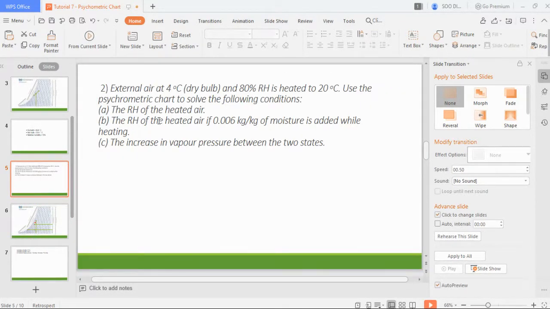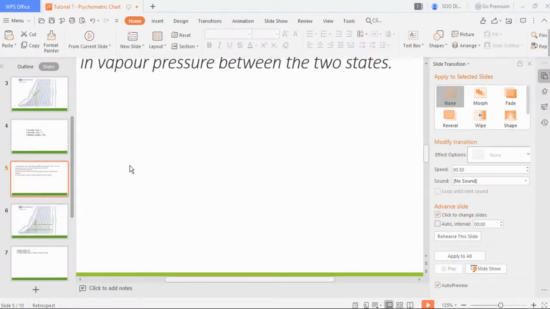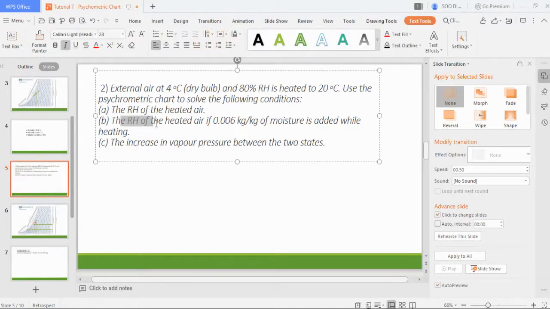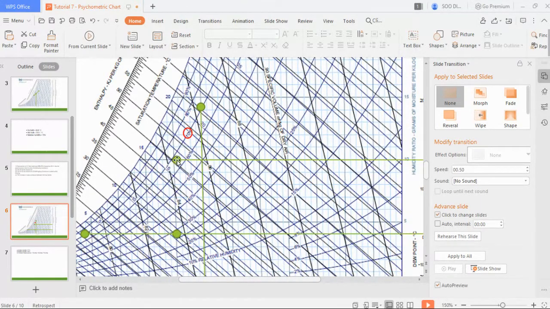Okay, so for part B, what if the heated air is added with 0.006 kg of moisture? When you add 0.006, you have to refer to here. From 4, by adding 6, this will be your new point for your air. It's asking you what is the RH when you add in the additional moisture. When the mark is here, referring to your RH, you have close to 70%.